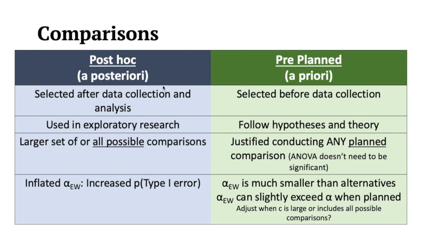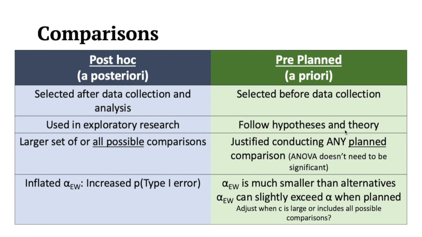So just to define this side, it's selected after data collection and analysis. It's generally used in exploratory research. And it's a larger set of or all possible comparisons. So you're comparing a bunch of the available comparisons you could do in your study. And what ends up happening is your alpha, so your type 1 error rate for the whole experiment, your whole study, is inflated. On the other hand, if you have pre-planned, these are selected before data collection.